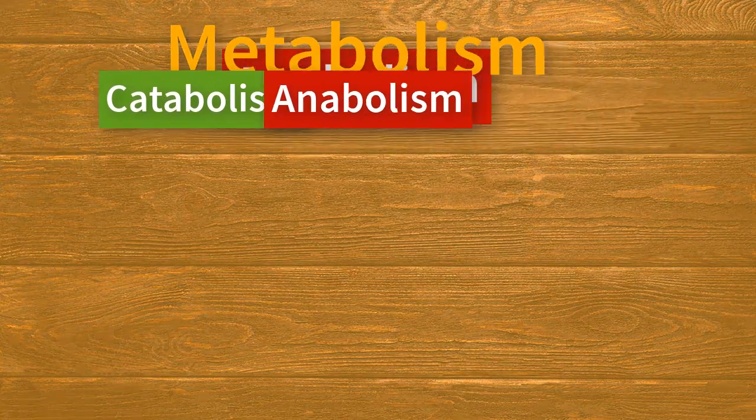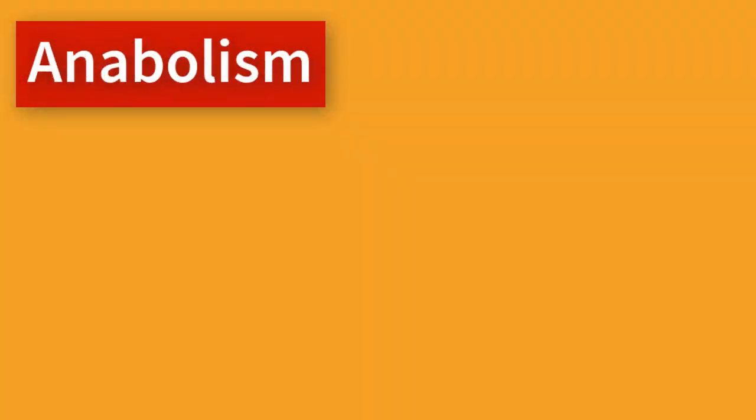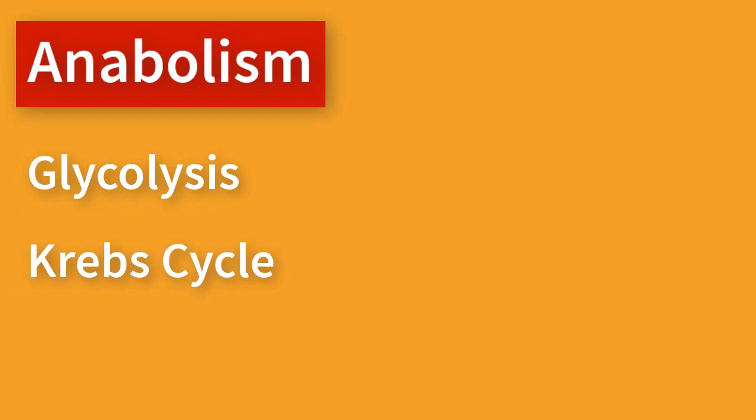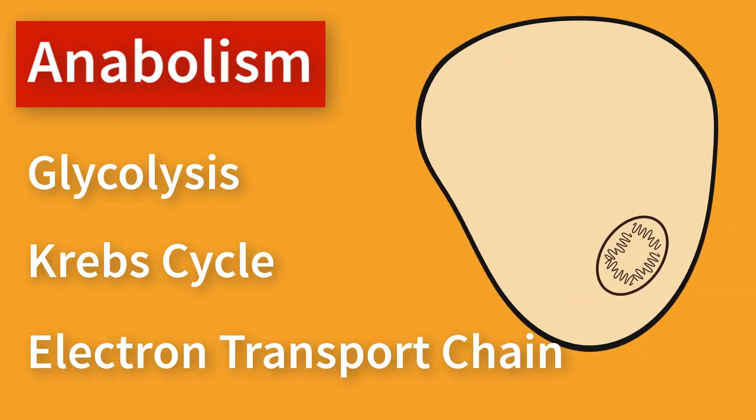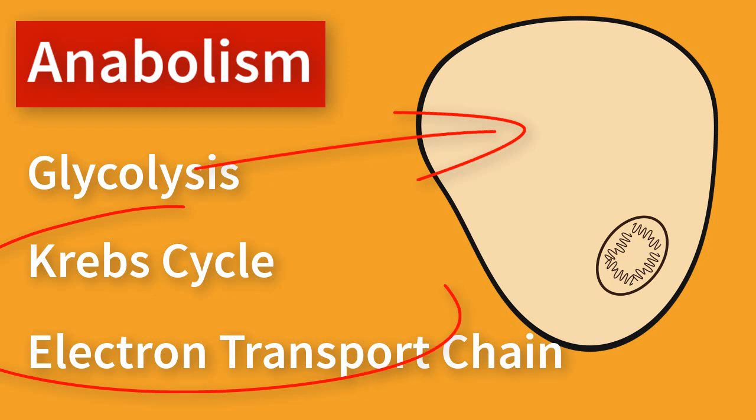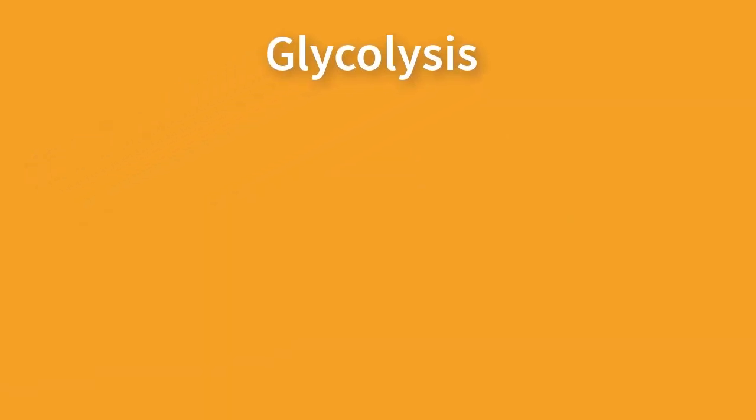Now, let's take a closer look at the anabolic processes, which are broken down into three major processes: glycolysis, the Krebs cycle, and the electron transport chain. Within the cell, glycolysis takes place in the cytoplasm. The Krebs cycle and electron transport chain take place in the mitochondria. We'll start with glycolysis.